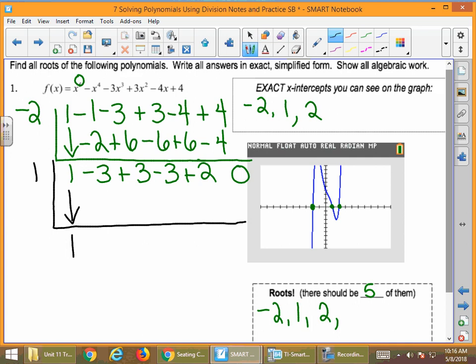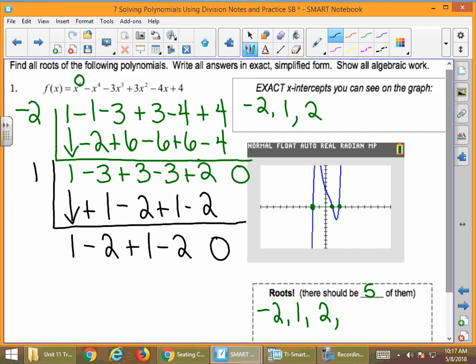1 times 1 is 1. It was positive 1 times positive 1. Negative 3 plus 1 is negative 2. 1 times negative 2 is negative 2. 3 minus 2 is 1. 1 times 1 is 1. It was positive 1 times positive 1, which is positive 1. Negative 3 plus 1 is negative 2. 1 times negative 2 is negative 2. And 2 minus 2 is 0.